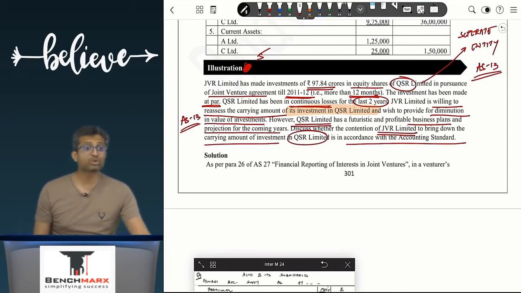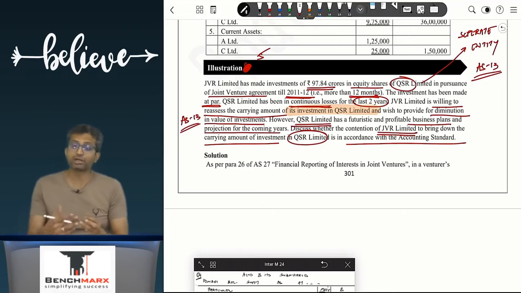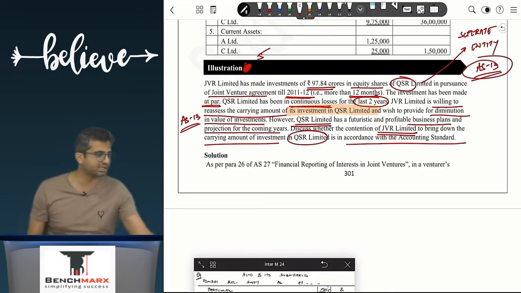So, they have given you a general answer. They have said that in the past there have been continuous losses. So, if that points to a permanent decrease in value, you can write off. However, the future outlook is positive and profitable, in which case this is a temporary decline, and you should not write off. That's it. It's more of an AS-13 thing rather than an AS-27. I think the institute put it in the wrong place. It has no connection.